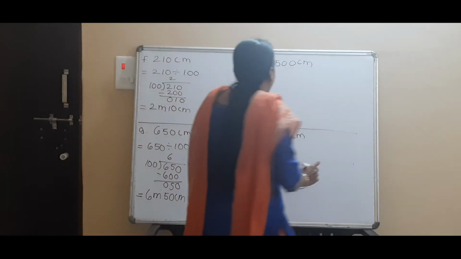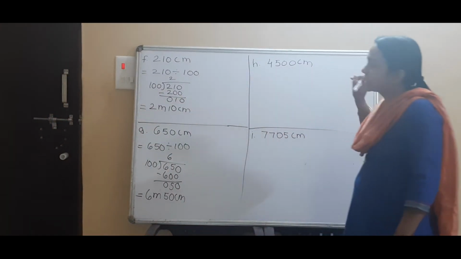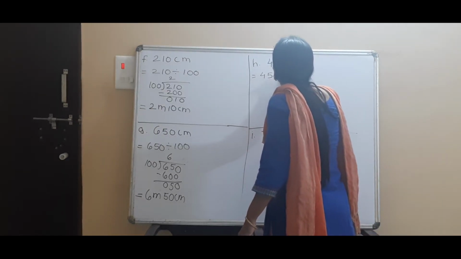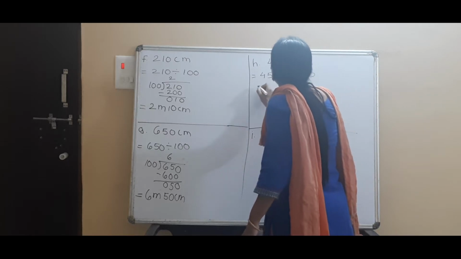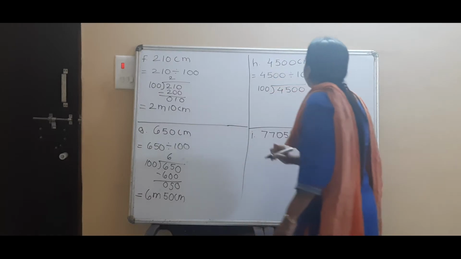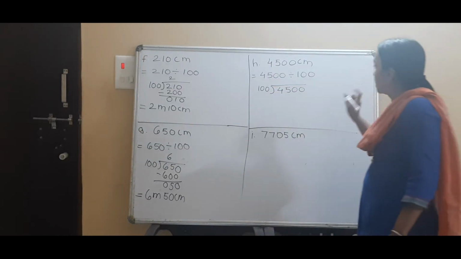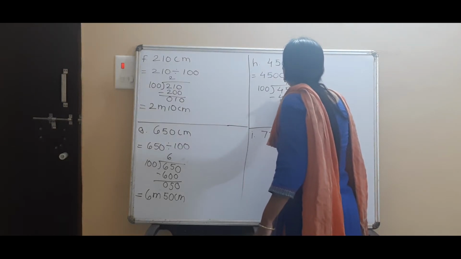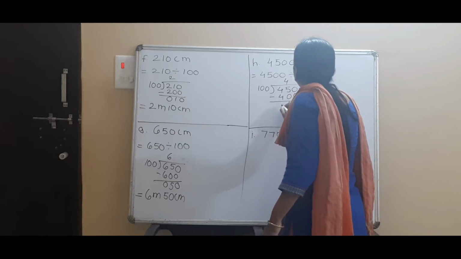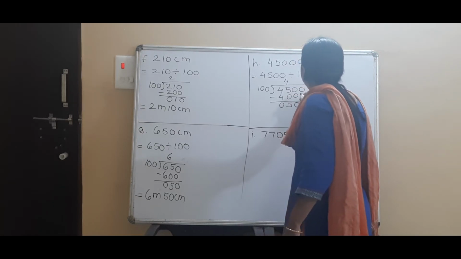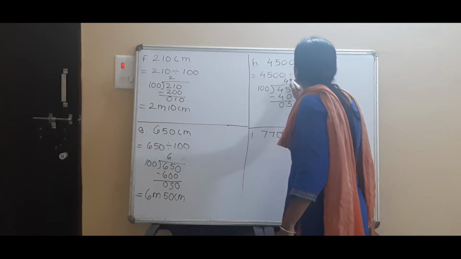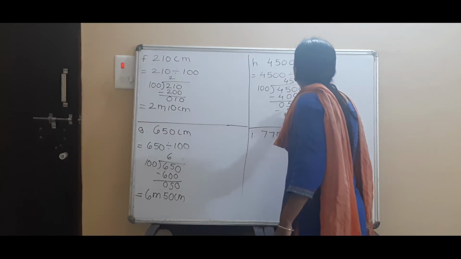Okay. Now see H question. 4500 centimeter. So 4500 divided by 100. So 100 fours are how much? 400. So 100 fours are 400. 0 minus 0, 0. 5 minus 0, 5. 4 minus 4, 0. Okay, so bring this 0 downside. So 100 5 are how much? 500.